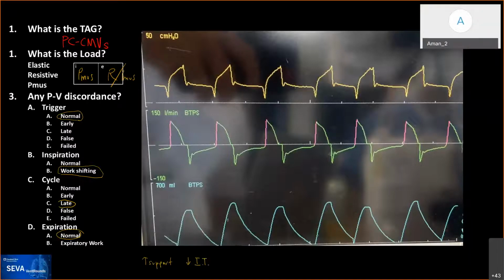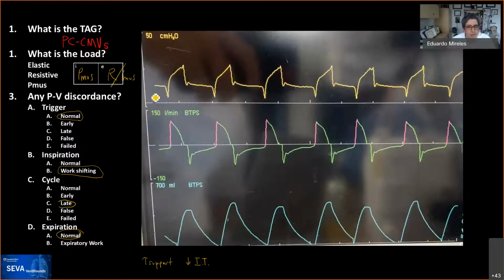Very good. Thank you, Aman. Yeah, great read as usual. So let's walk through. You read this as pressure control. You rapidly recognize that this flow is not controlled by the ventilator, and by a process of elimination you can tell this is pressure control. The ventilator is mediocre at controlling the flow, but very good at controlling the pressure. So in this case, the ventilator is trying to control the pressure.